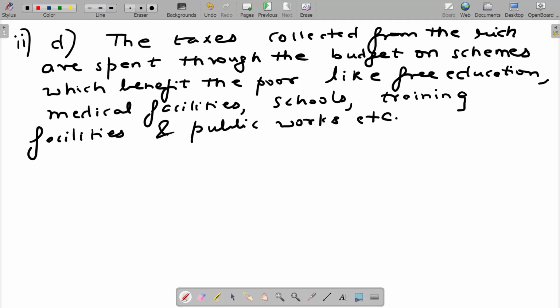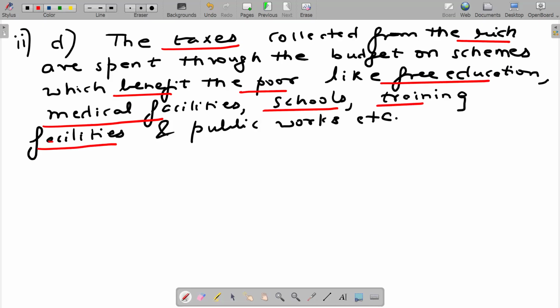Where is the money coming from? Taxes imposed on the rich. Whatever taxes are collected from the richer people are then used by the government to spend on schemes which are going to benefit the poor. The government comes up with yojanas providing free education to the poor, free or subsidized medical facilities, free schooling or schooling with very low fees, training facilities to train the unemployed, and public works. So all these are areas where the government spends the taxes received from the rich to benefit the poor.